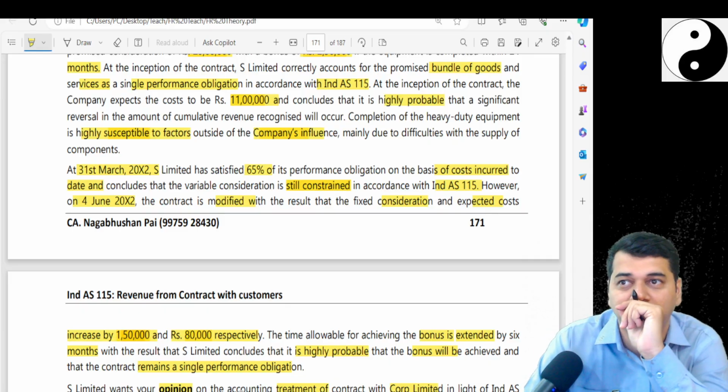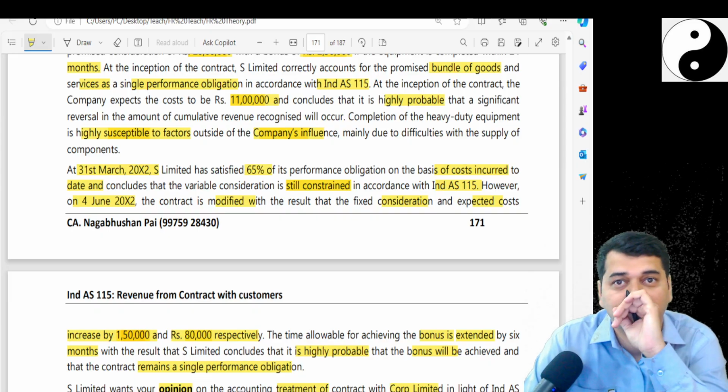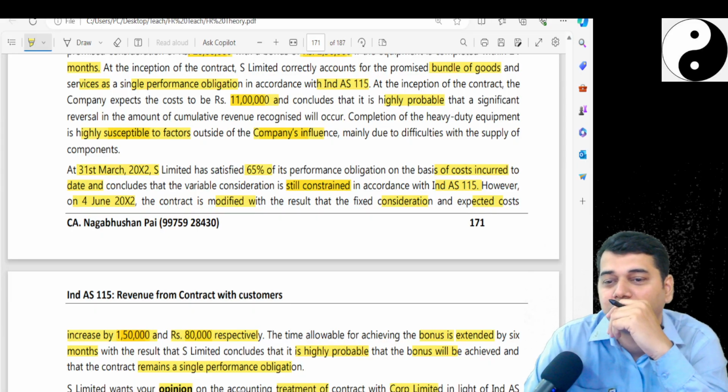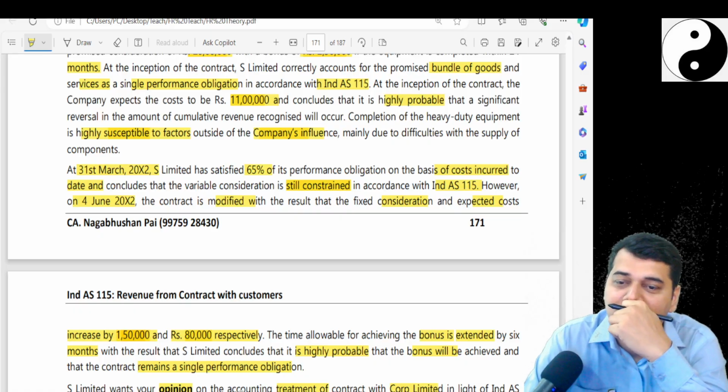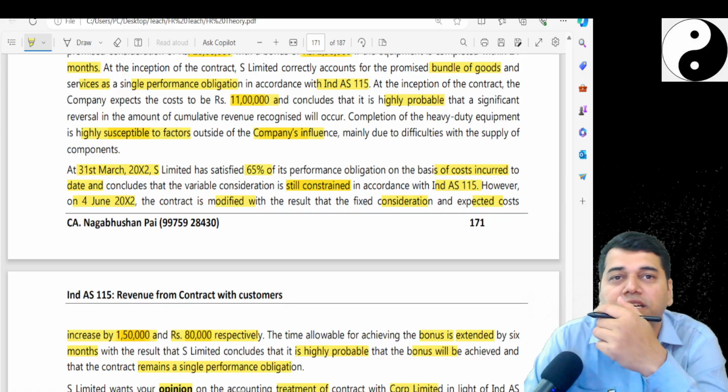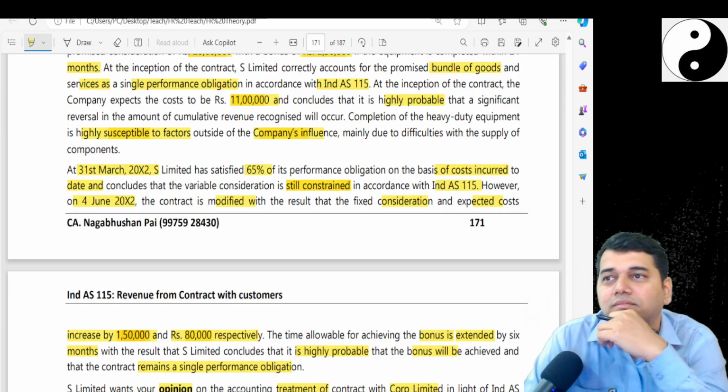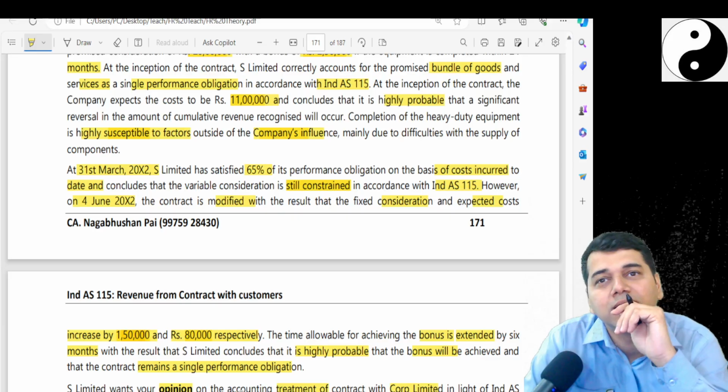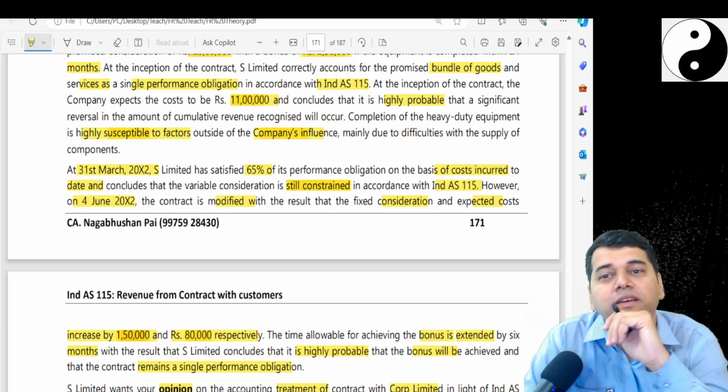Understand the question here. Nice question. Yes, tell me, what is your opinion? What should be the accounting treatment at the end of 11-12? 11-12, sorry?